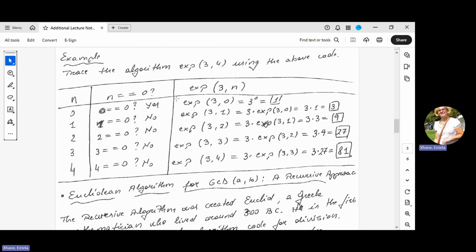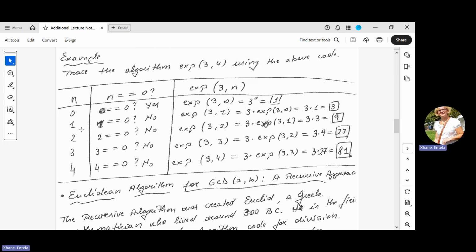Now if n is identically 0, that's the column where we are comparing n to 0. We're going to say yes, otherwise no. If it is a yes, that's automatically the initial condition, which is the same as 3 to the 0 power, 1. Else, we are going to multiply the base 3 by the exponential of the previous term. So let's start with 0. 0 is indeed identical to 0, so that's a yes. Therefore, 3 to the power 0, which is exponential of 3 comma 0, that's another way of writing this function, that's 1. This is the initial condition.